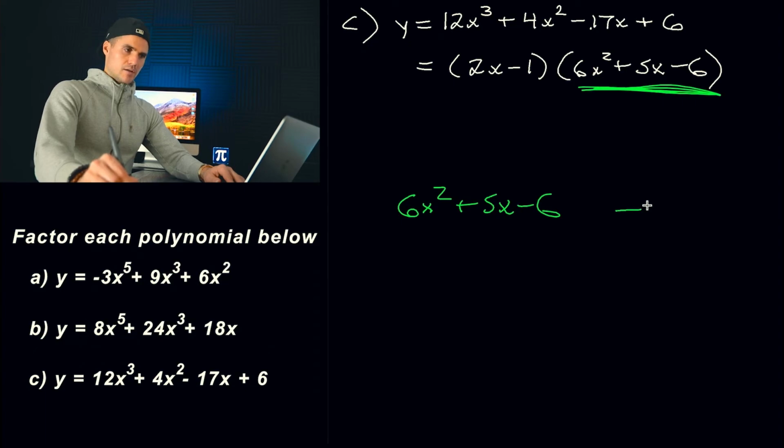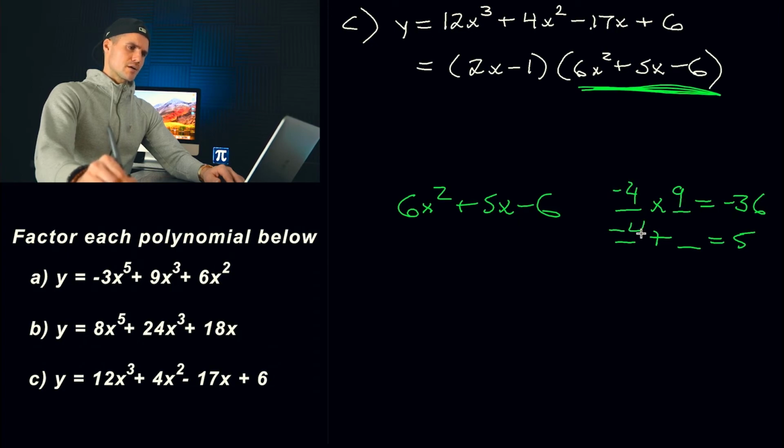So two numbers that multiply to 6 times negative 6, which is negative 36, and then add up to 5. What would that be? That would be negative 4 and 9. I think that works, right? Negative 4 times 9 is negative 36. Negative 4 plus 9 is positive 5. Decompose that. Minus 4x plus 9x minus 6.